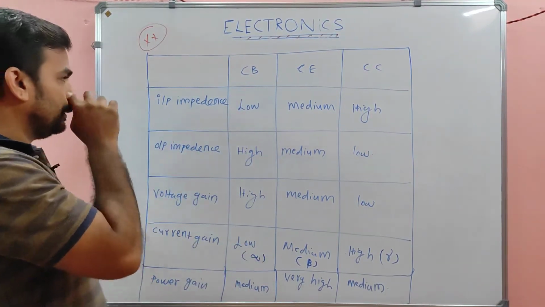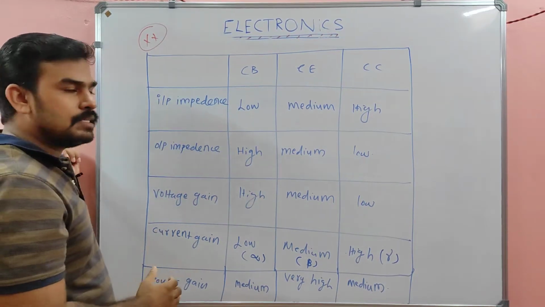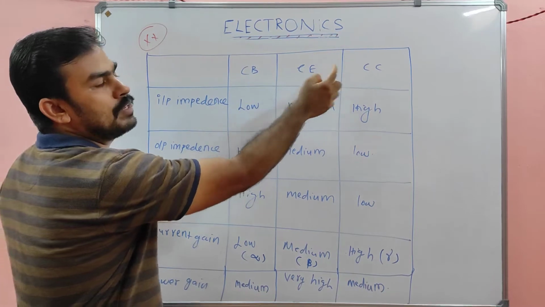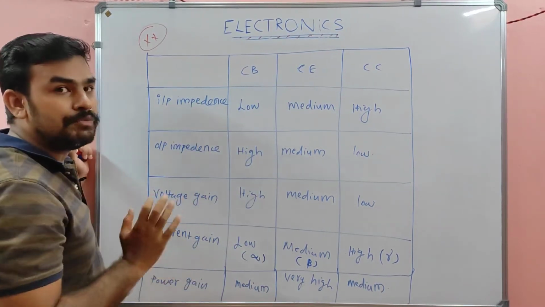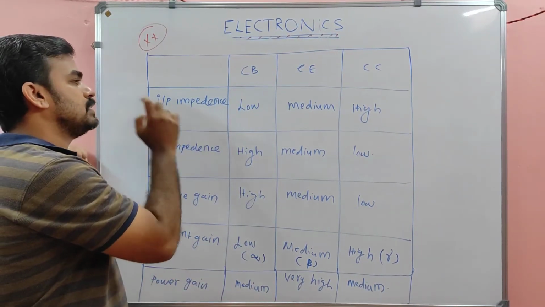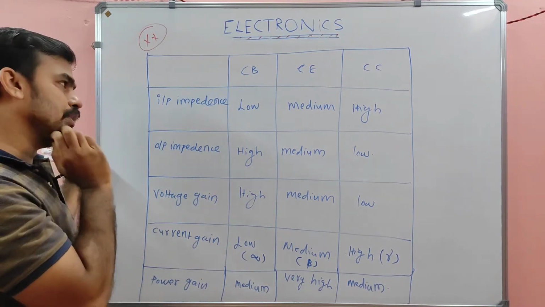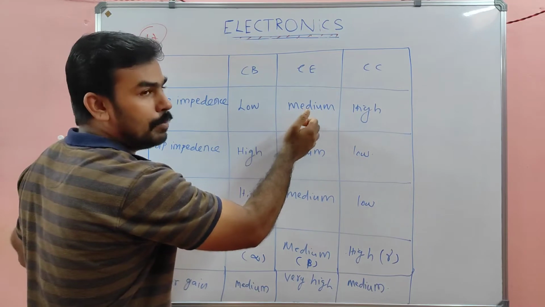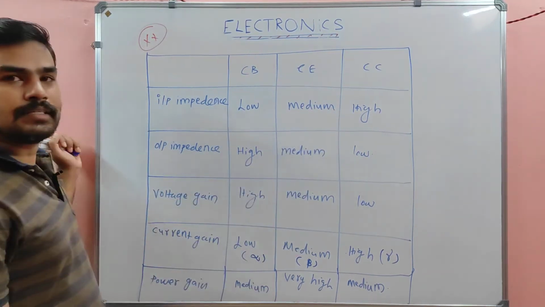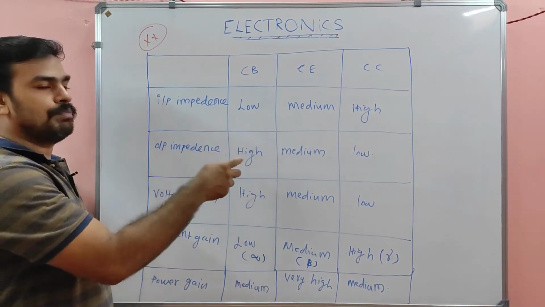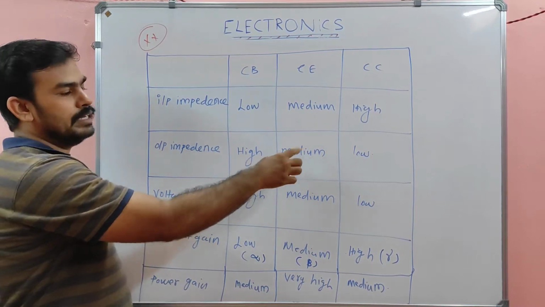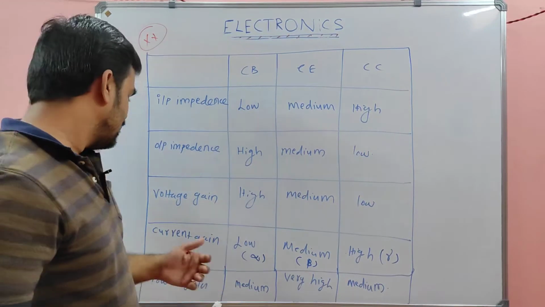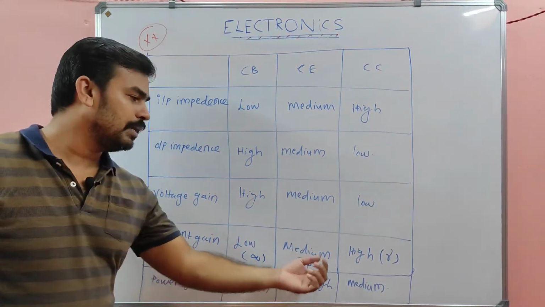Let's check. So the important parameters in different configurations, CB, CE and CC, common base, common emitter and common collector, are given in the table. First is input impedance, right? For common base it's low, for common emitter it is medium, and for common collector it is high. Output impedance is always high, medium and low. Voltage gain is high, medium and low, and current gain is low, medium and high.